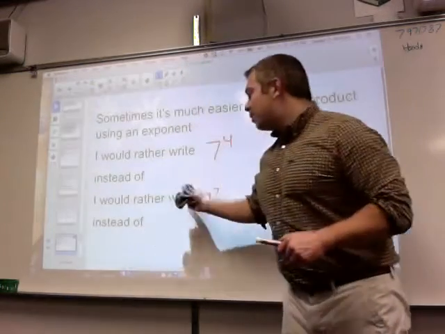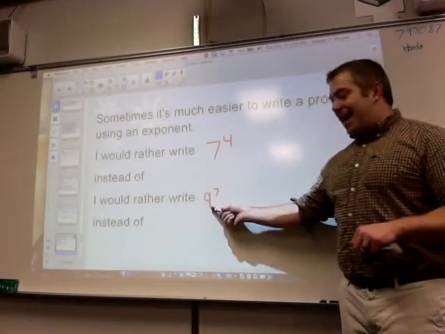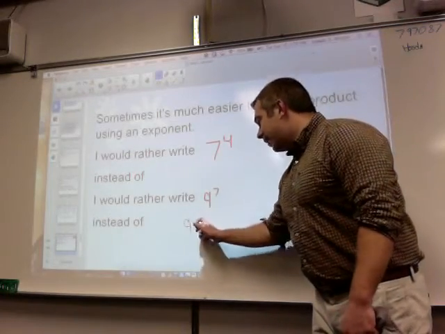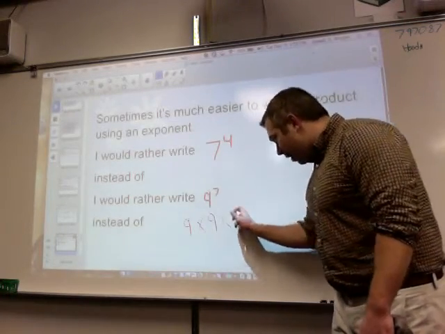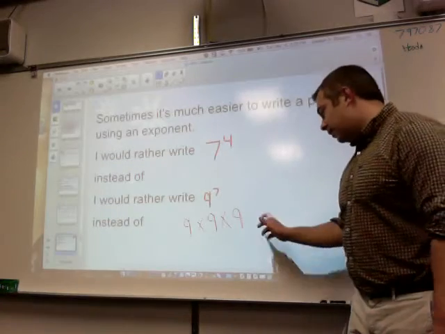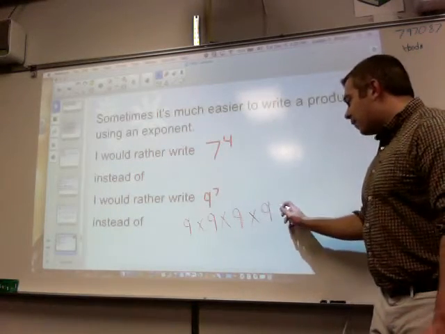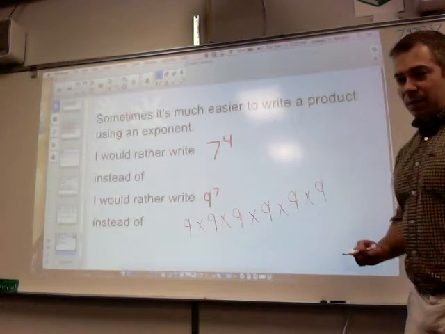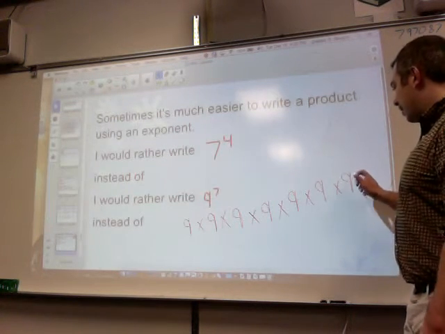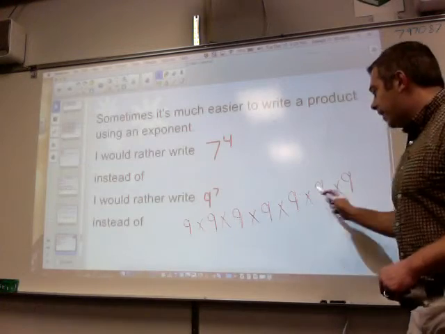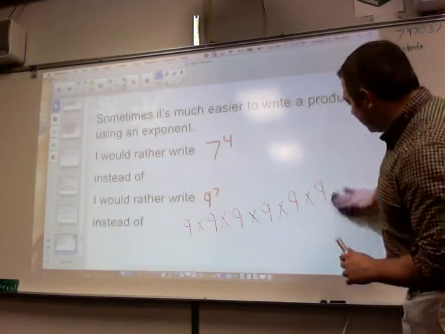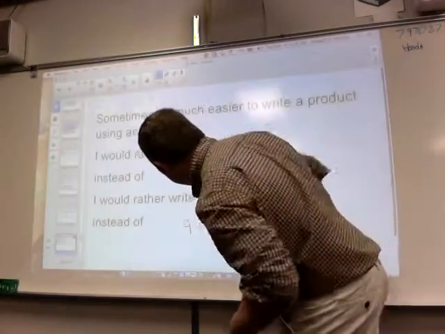Next example, I would much rather write 9 to the seventh power instead of 9 times 9 times 9. That's 3 of them so far. Gotta keep going. Times 9, that's 4 of them. Times 9, that's 5 of them. Times 9, that's 6. I'm almost there. Times 9. 1, 2, 3, 4, 5, 6, 7. So exponents are our friends, okay? It's a much easier way to write it.